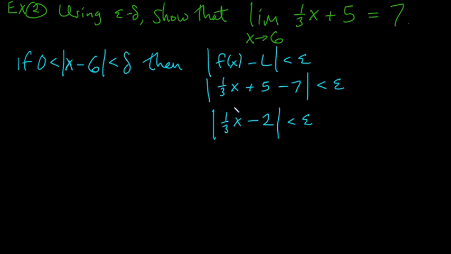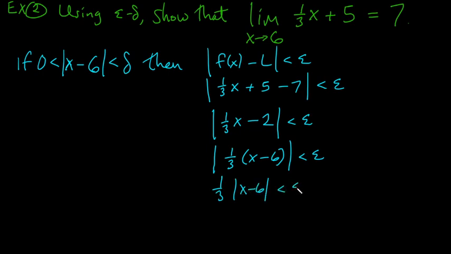And I can do the same trick I did with the 4 in the previous example with the 1/3. I can essentially factor out the 1/3 here. And of course, 1/3 can come outside the absolute value. And now just multiply both sides by 3. So that cancels on the left, and what we end up with is the absolute value of x minus 6 is less than 3 times epsilon.